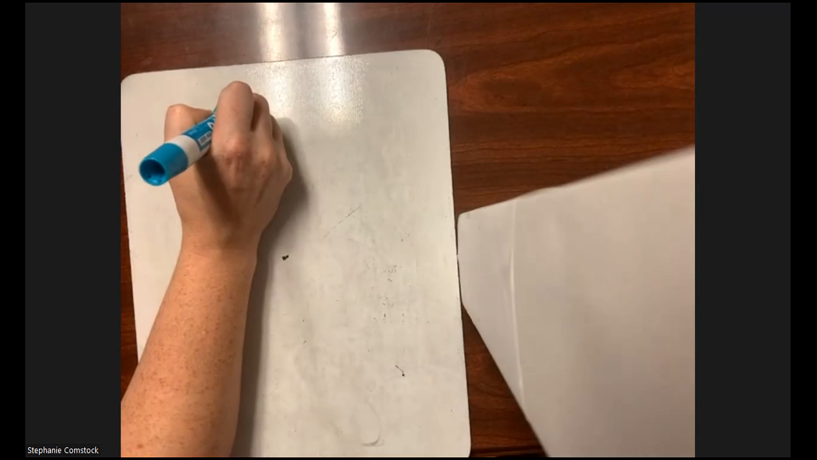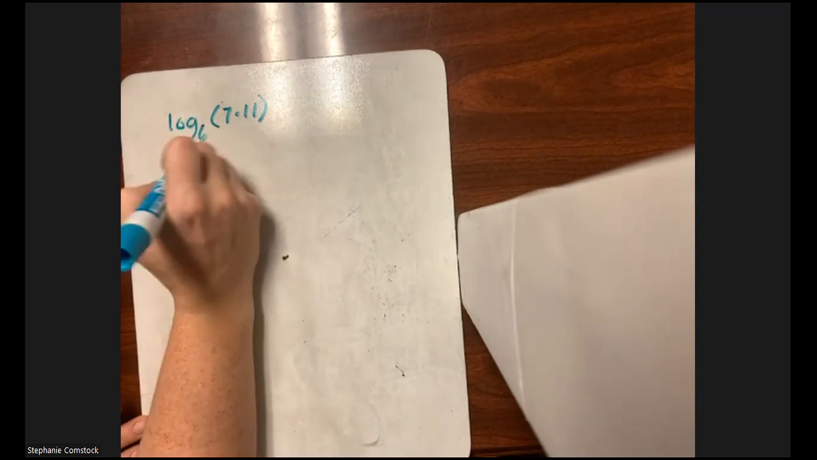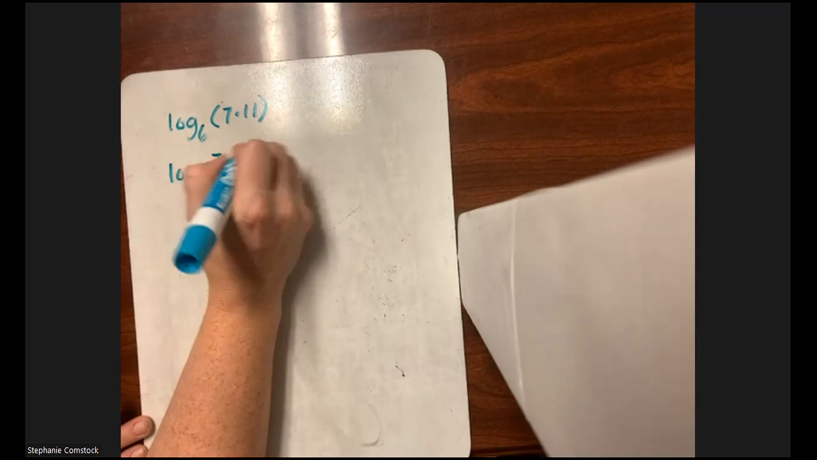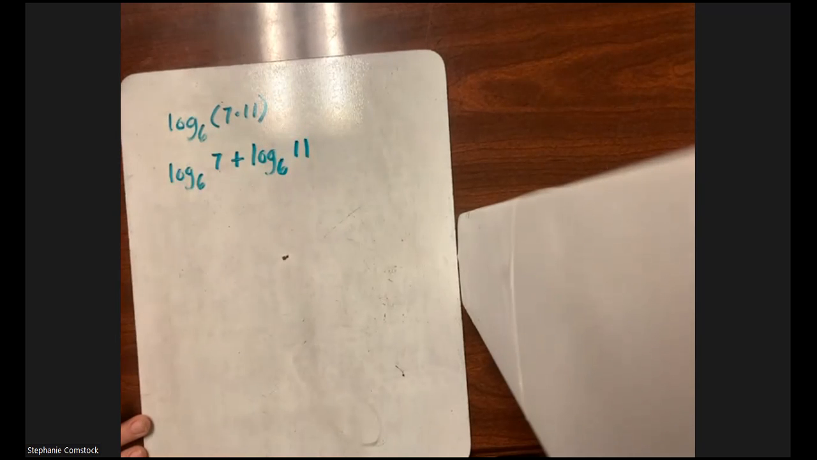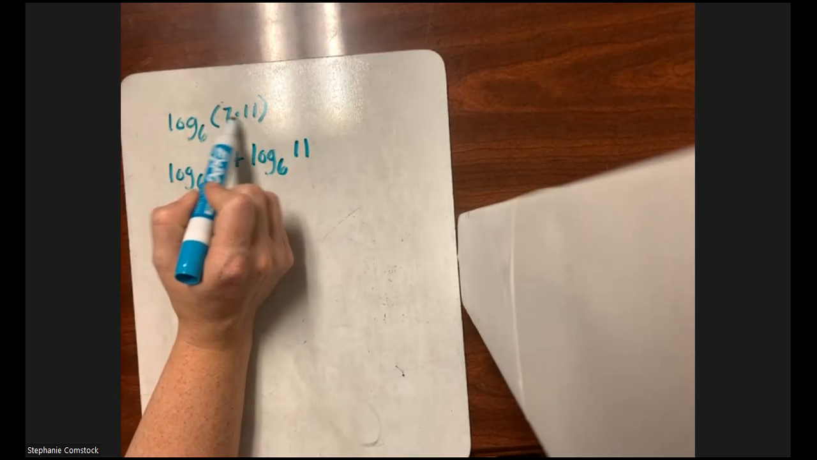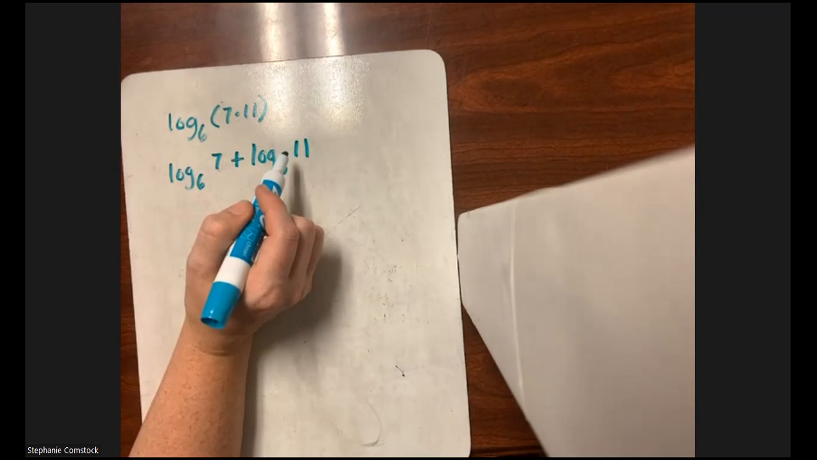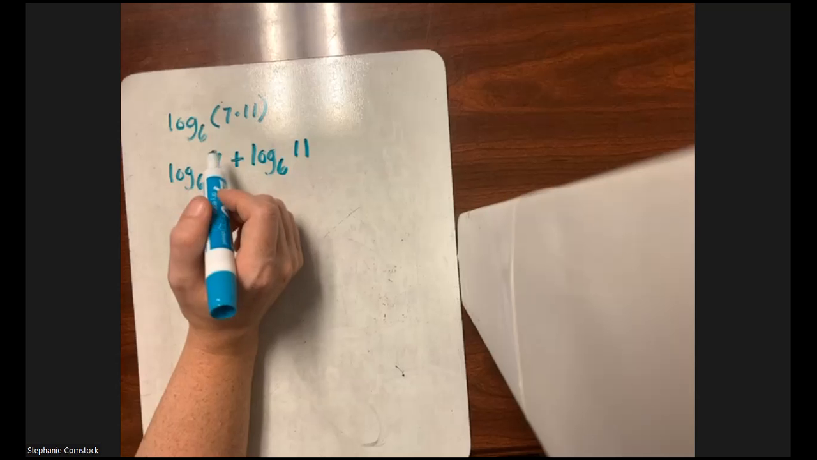Okay, so here's what we've got. The first one that we had was log base 6 of 7 times 11. Okay, so we've got two things that are being multiplied together. So we can separate this into log base 6 of 7 plus log base 6 of 11. Now you may be asking, well, why do I need to do that? Well, number one, this is a larger number, so we would be taking the log of 77 here, but we can separate it. Now, most times we're not going to have two numbers. It's going to be letters or something like that.